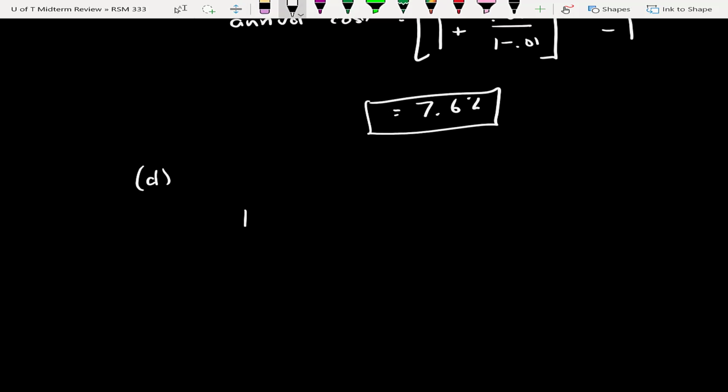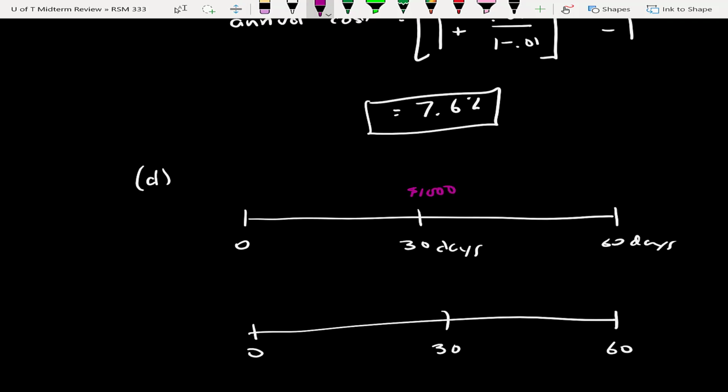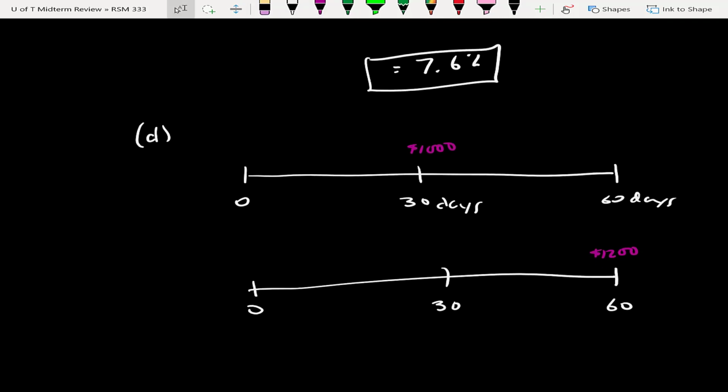You would draw a scale, and let's say to keep it apples and apples, we'll do 30, 60 days. And we'll do both, and we'll compare the two. In the first case, you have a supplier that is requiring you to pay $1,000 in 30 days. In the second case, you have a supplier that's requiring you to pay $1,200 in 30 days or in 60 days. So which one is better?